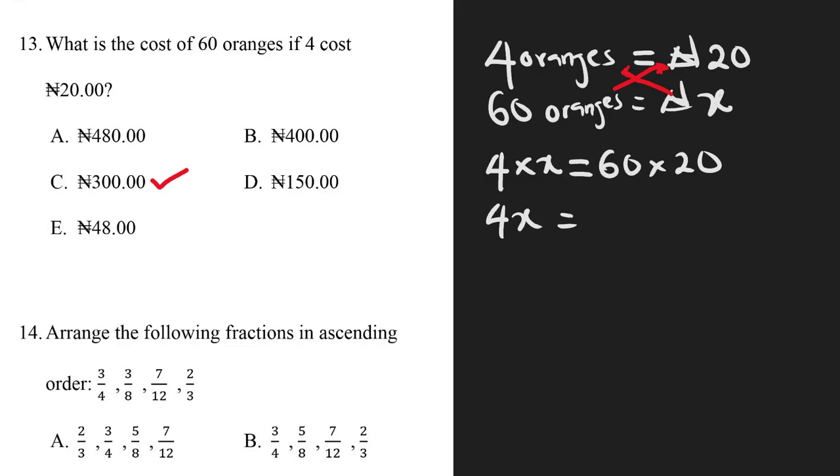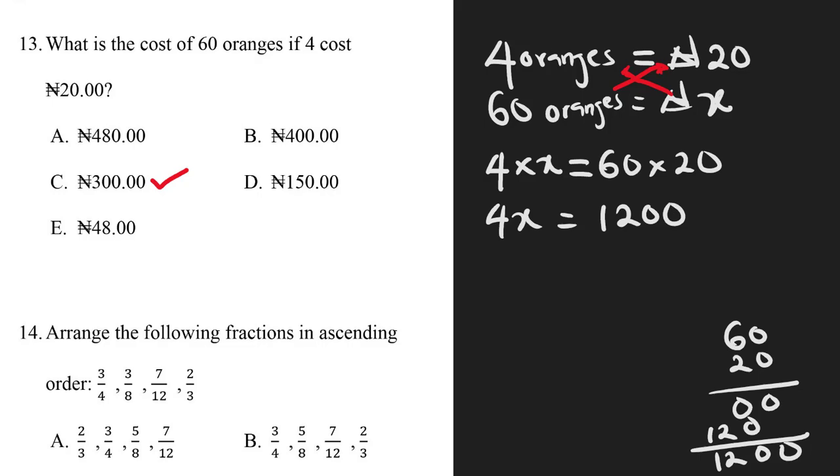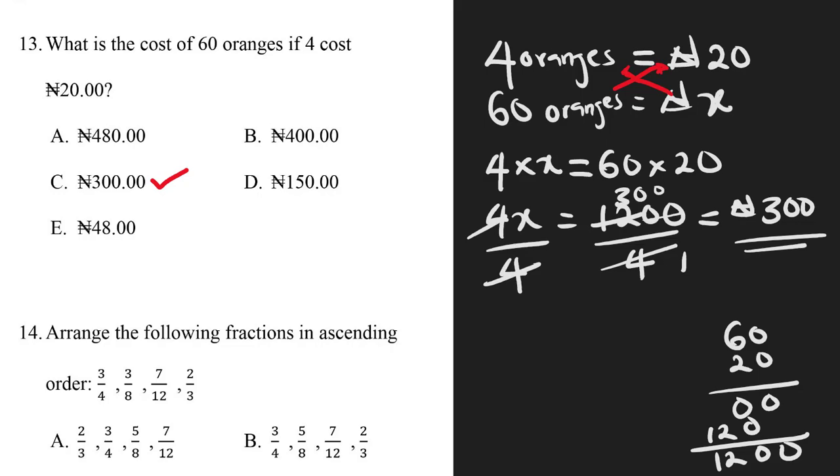So let's multiply it down here. 60 times 20: 0 times 0 is 0, 0 times 6 is 0, 2 times 0 is 0, and 2 times 6 is 12. So adding this, you have 1,200. Divide both sides by 4. So 1,200 divided by 4: 4 into 12 is 3 times, then the 0, 0 come up here. So the answer is 300. Can you see it's the same answer as the one we got before, 300. So let's move to the next question.